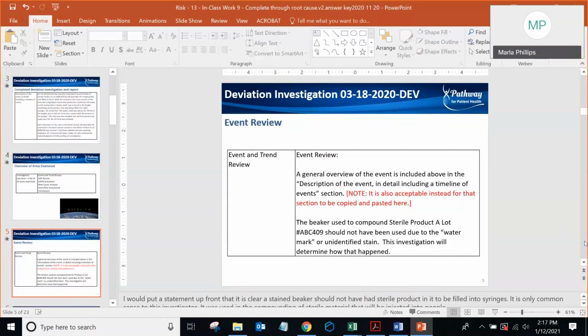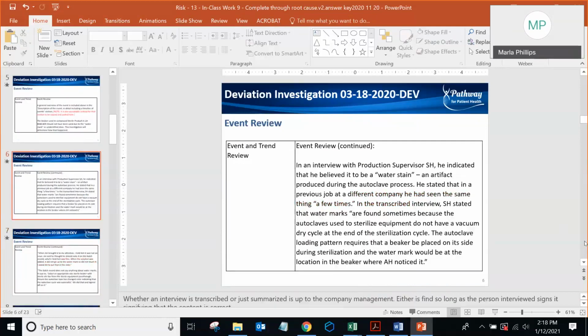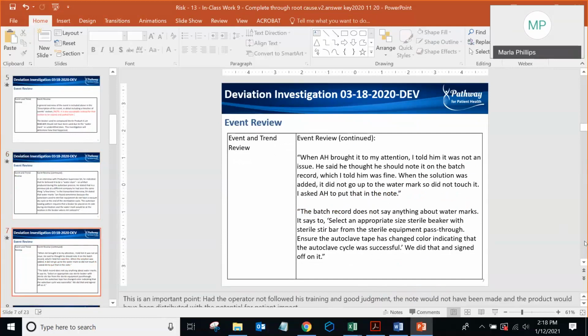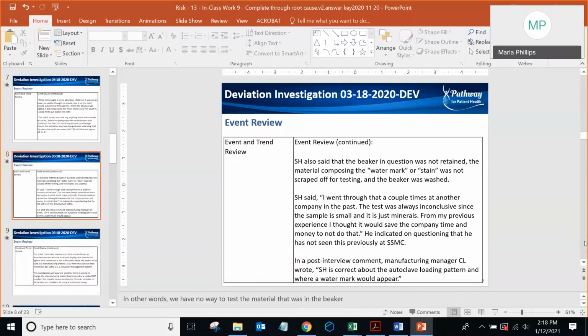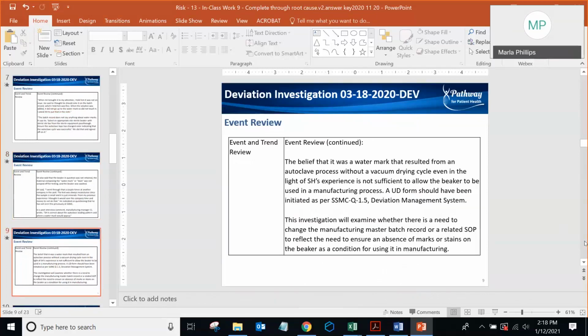And you'll see here, this is where we start to describe the fact that the supervisor basically said, oh yeah, it's fine, let's keep going. So the event review is describing what occurred and pulling in the information that we give them in the handouts that they can see in some typical company types of documents.